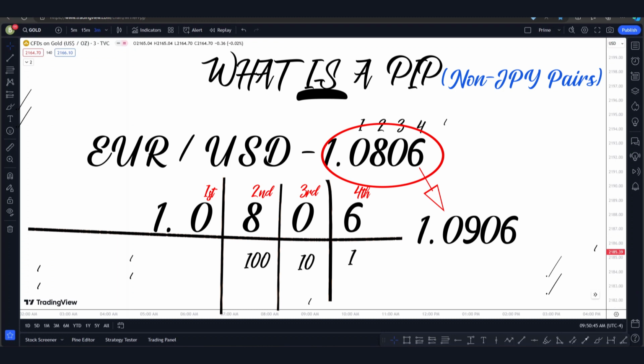If the value of the euro dollar moved from 1.0806 to 1.0906, how many pips of movement is that? Well, let's just take a look at the table.